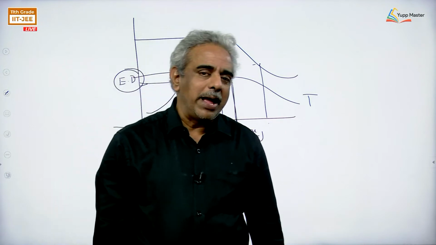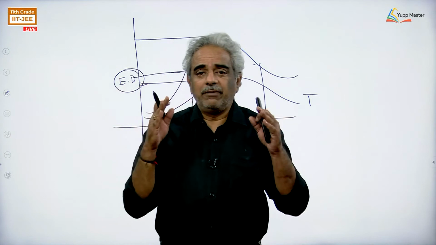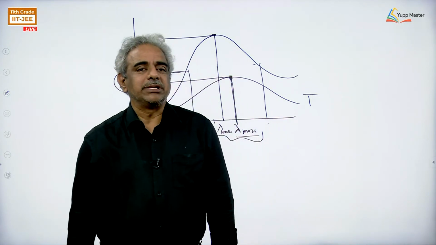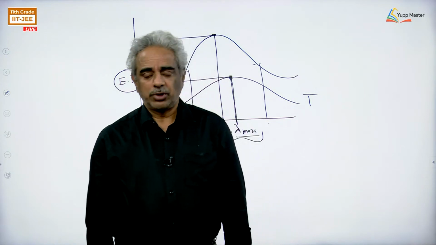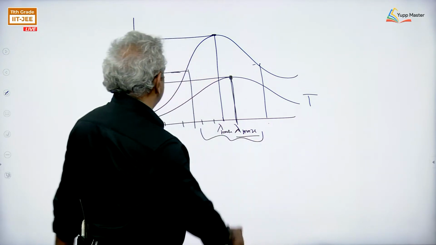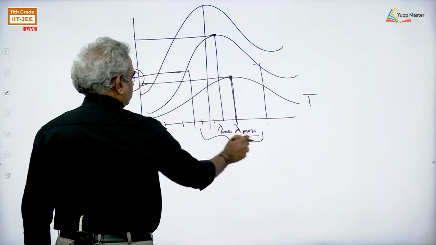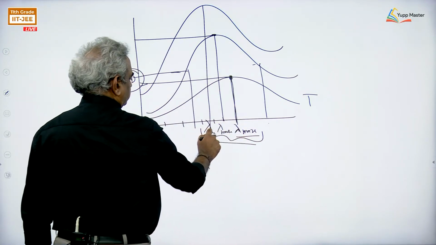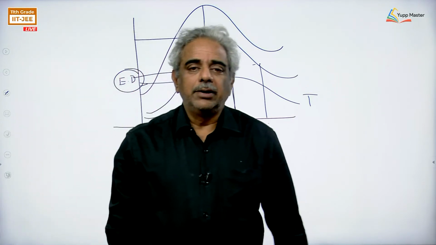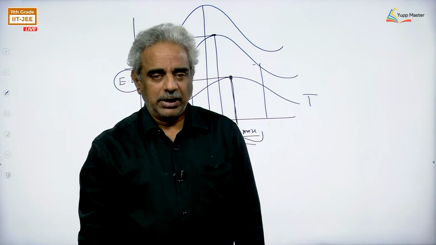Don't forget what lambda max is. Lambda max means what? The wavelength corresponding to a radiation with highest intensity, highest energy density. If I still increase the temperature, again lambda max decreases, it moves backward. Shorter wavelengths are emitted, shorter wavelengths will come, high energy radiations will come.